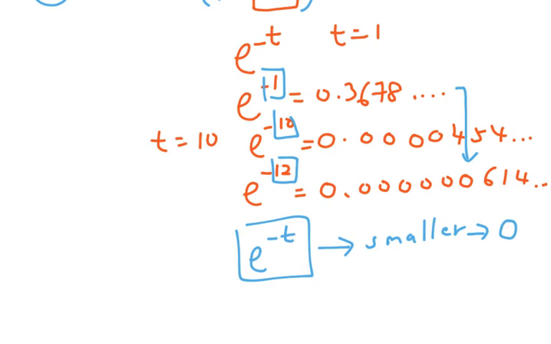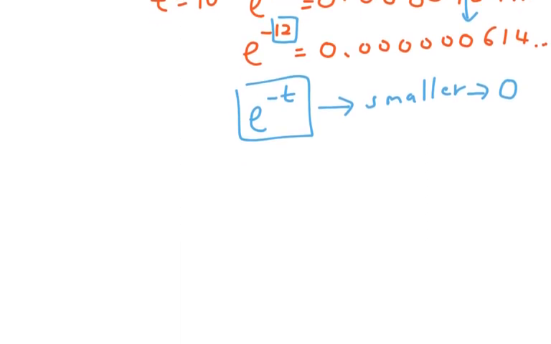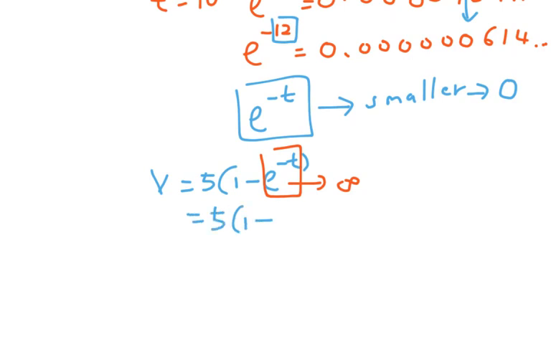Approaching 0. And then go back to your question again. The question says that velocity is equivalent to 5(1 - e^(-t)). So when this particular part is approaching 0, you will be getting only 5(1 minus a value which is very near to 0). So what you will get here for v is approximately equivalent to 5.